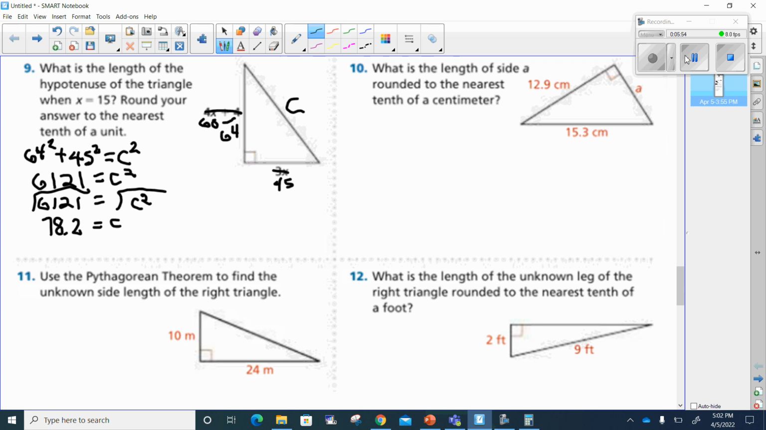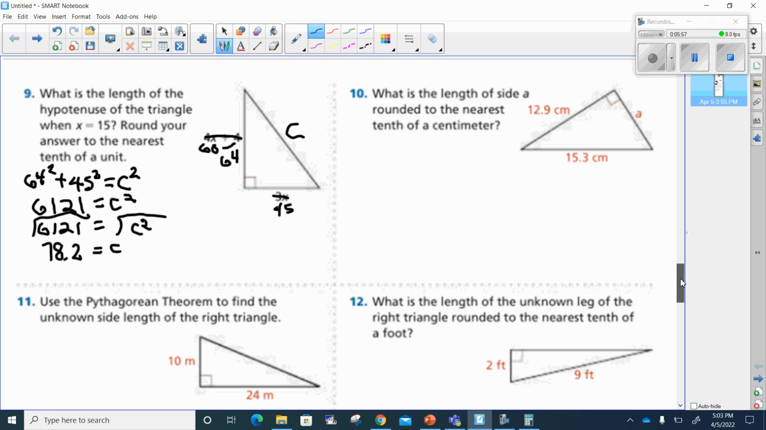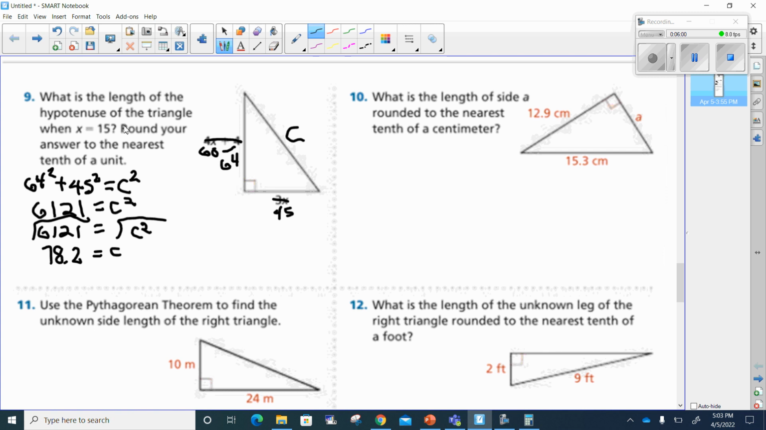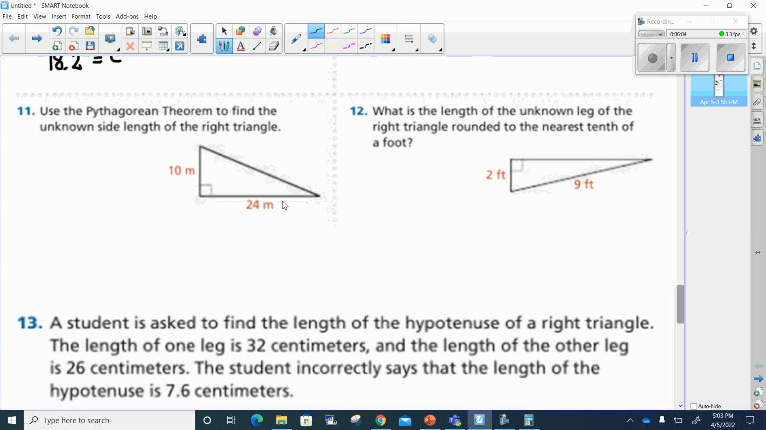All right. Okay, next I got number 11. And let's see, I want to make sure the unit, yeah, it's just units. Number 11, use the Pythagorean Theorem to find the unknown side. Once again, we got 10 and 24. All we have to do is put 10 squared plus 24 squared, and it has to be equal to c squared.